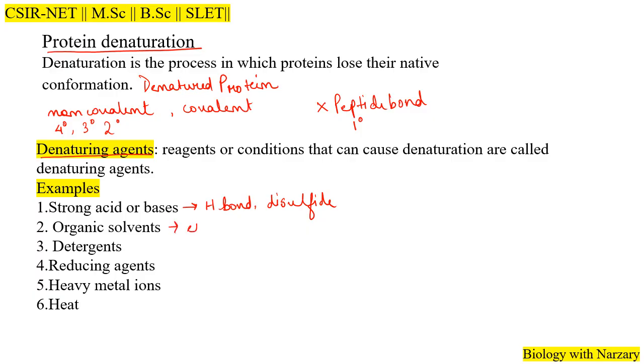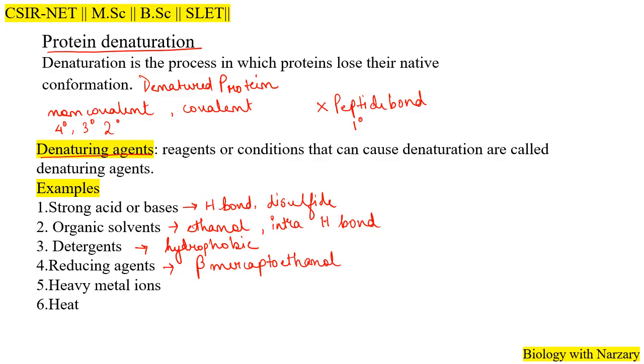Organic solvents like ethanol have the ability to form hydrogen bonds with the protein structure, and they will disrupt the intramolecular hydrogen bonds of the protein. Detergents are amphipathic, can be ionic or non-ionic, and disrupt the hydrophobic interactions of the protein structure. Reducing agents like beta mercaptoethanol have the ability to reduce the disulfide bond into sulfhydryl groups, and they disrupt the inter- as well as intramolecular disulfide bonds.